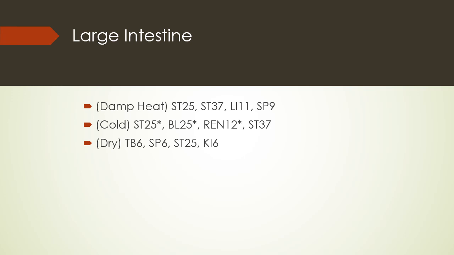And for dryness, this usually involves dry stool constipation. There is a well-known combination of triple burner 6 and kidney 6, which is used to move dry stool, and then you have spleen 6 to help to nourish yin, and stomach 25, the front mu point for the large intestine. All right, that about covers it, and hope that this has been useful to you.